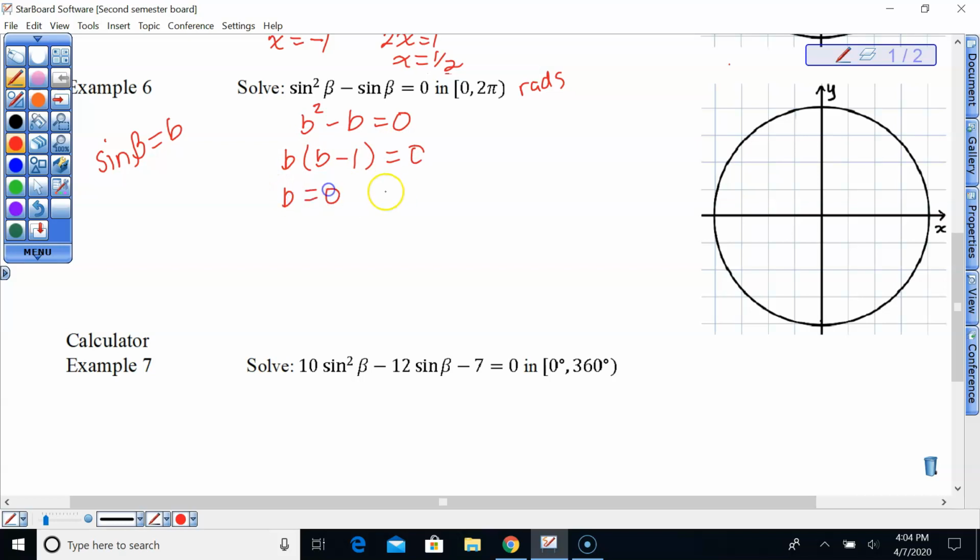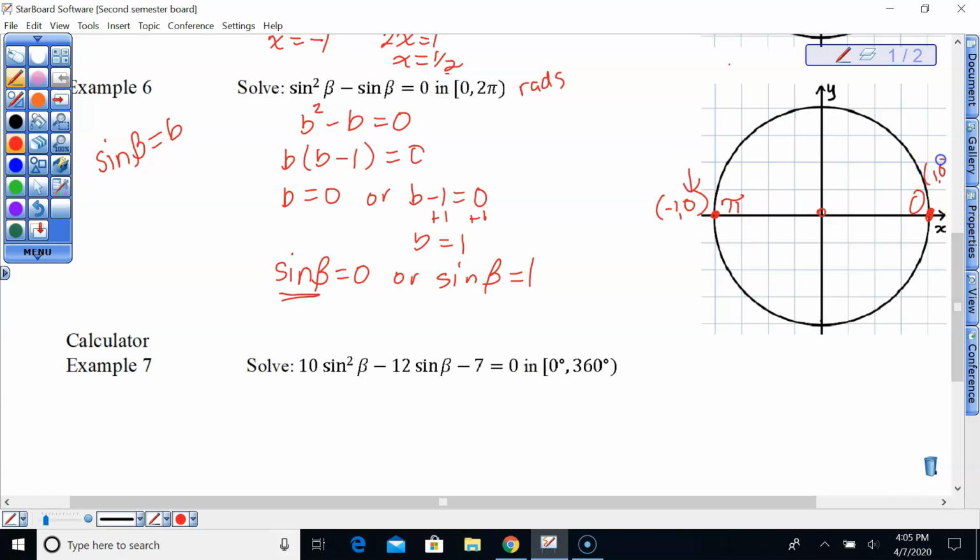And so we get b equals 0, or b minus 1 equals 0, using the principle of zero factors. We'll add 1 to the other side. So we get b equals 0, or b equals 1. Now we'll go ahead and reinsert sine of beta for b, because we were asked to find beta. So sine of beta equals 0, or sine of beta equals 1. All right, so where does that happen? Now remember, sine of beta is your y-coordinate. So when your y-coordinate equals 0, that would be here at 0 radians, and here at pi radians, because see here you're at negative 1, 0. There's your sine of beta and 1, 0. So this one would be beta equals 0 and pi.